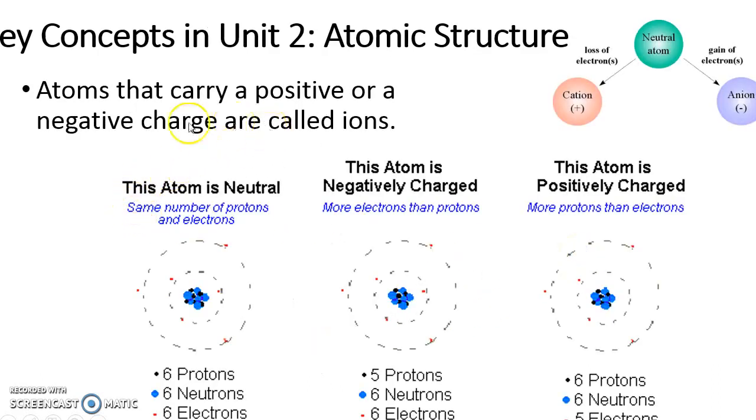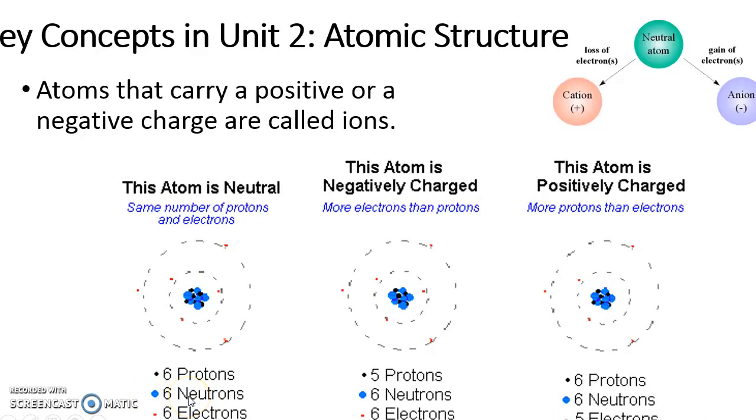Atoms that carry a positive or a negative charge are called ions. So these are not electrically neutral, and they will have different numbers of protons and electrons. So this is a neutral atom right here, a neutral atom of carbon. It has 6 protons and 6 neutrons and 6 electrons.